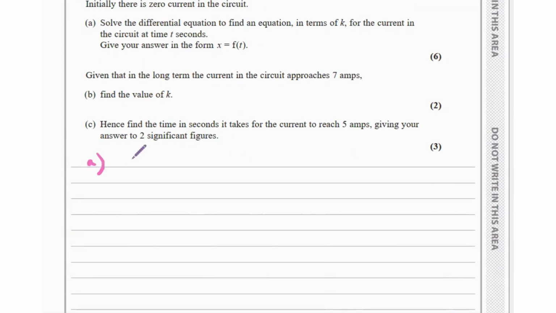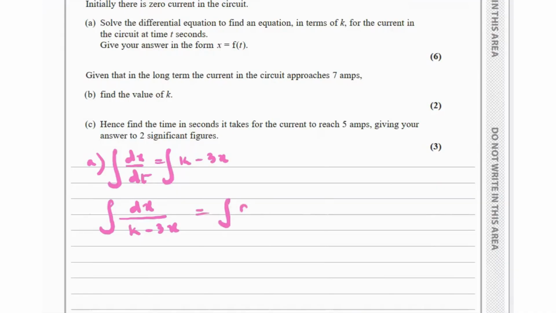dx over dt equals k minus 3x. Integrate this. So that's going to give us dx over k minus 3x equals the integral of dt. To integrate this, we have to bring the x to the other side. So it's going to be with dx, and dt goes to the other side.